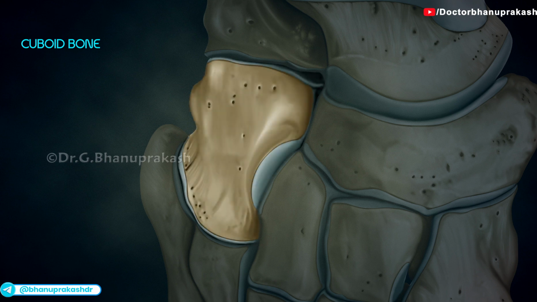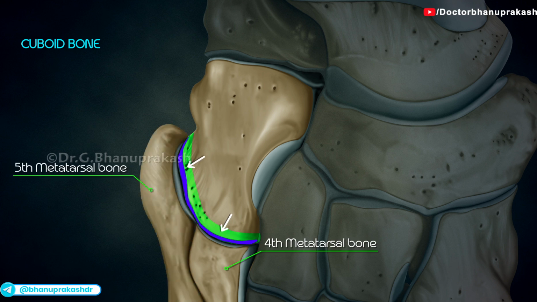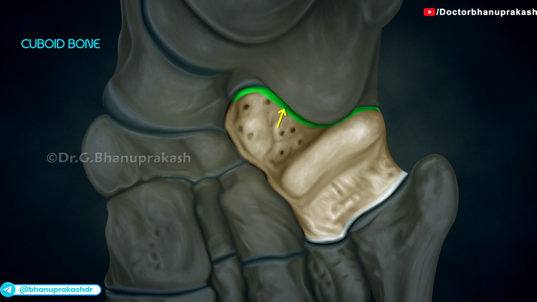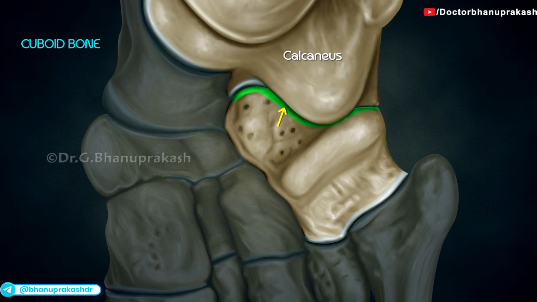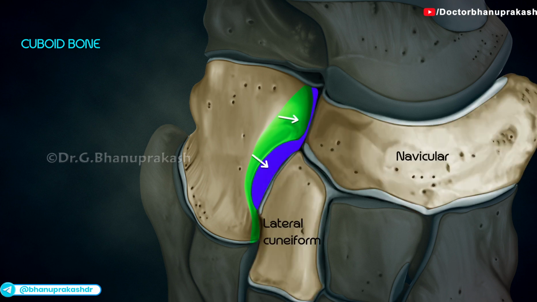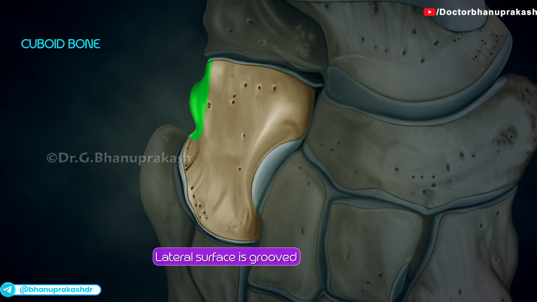Cuboid bone. It is a short bone and is cuboid in shape. It presents with 6 surfaces. The anterior surface has medial and lateral articular facets which articulate with the base of the fourth and fifth metatarsal bones respectively. The posterior surface articulates with the anterior surface of the calcaneus. The dorsal surface is rough. The medial surface has two articular facets which articulate with the navicular and lateral cuneiform bones. The lateral surface is grooved.